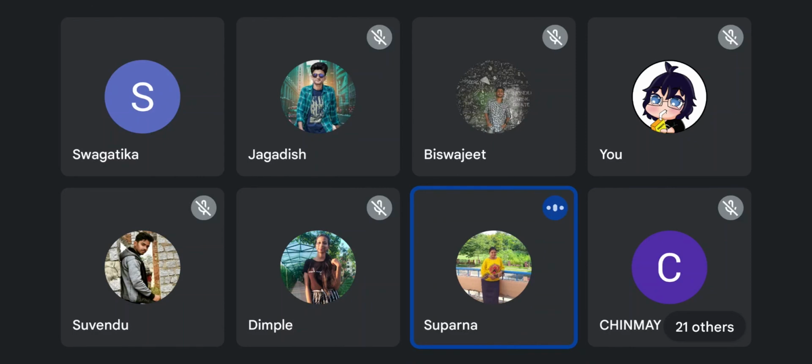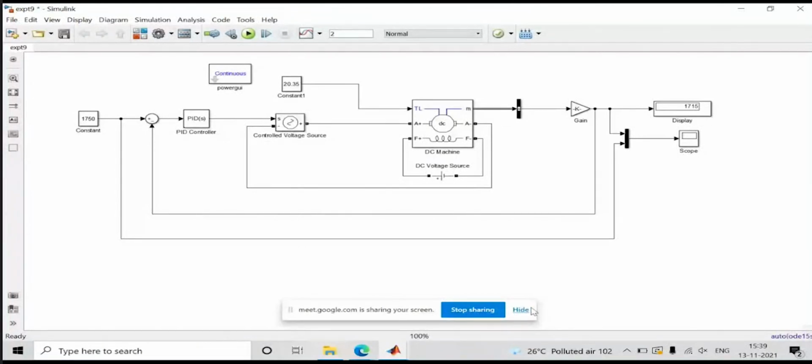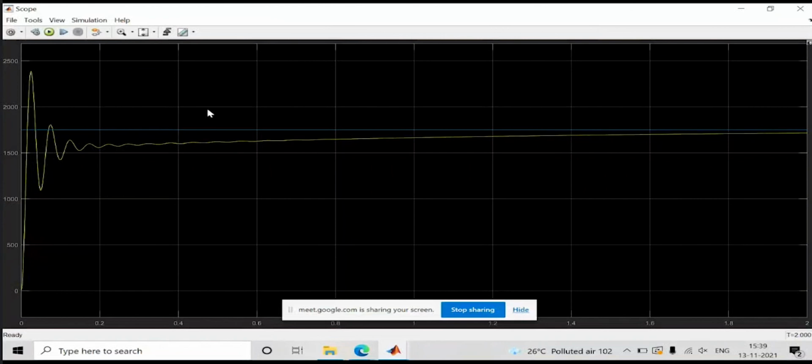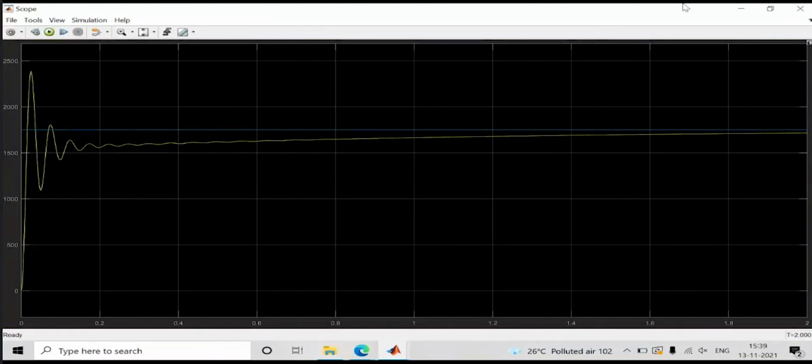Ma'am, can I share? Ma'am, this is without tuning. Why are we using the power GUI here, to provide continuous power? Interface. So this is the output. I'll change the background color.